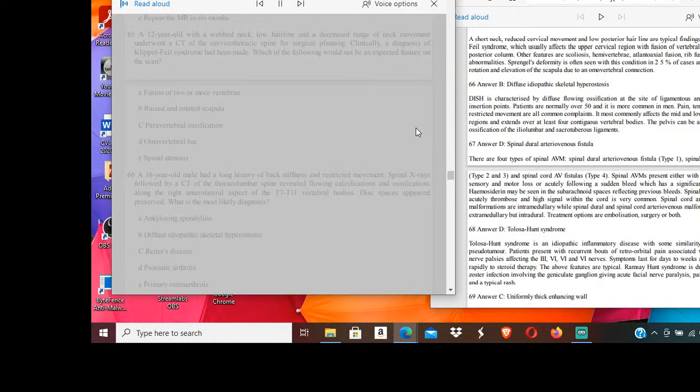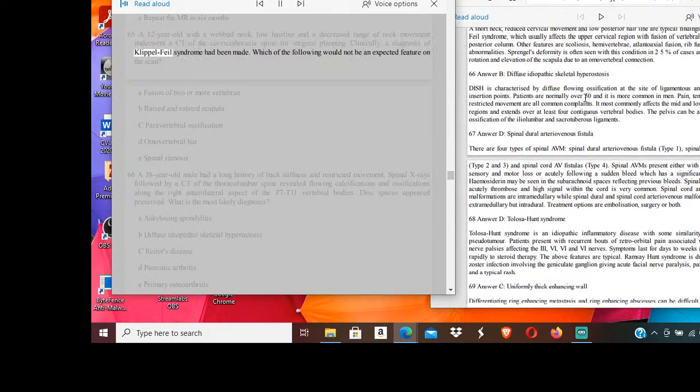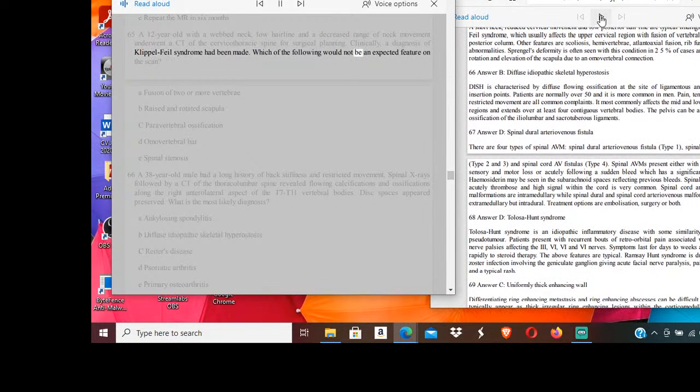Repeat the MR in 6 months. 65. A 12-year-old with a webbed neck, low hairline, and a decreased range of neck movement underwent a CT of the cervicothoracic spine for surgical planning. Clinically, a diagnosis of Klippel-Feil syndrome had been made. Which of the following would not be an expected feature on the scan?